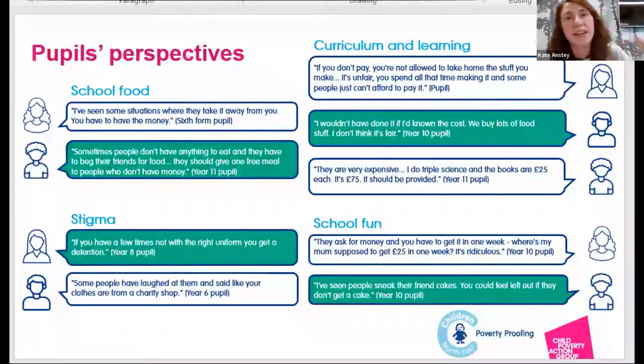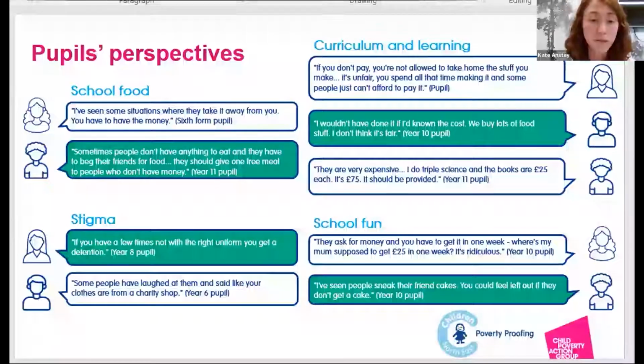So in one case, a pupil couldn't take home their graphics project because they hadn't paid. So these are just a lot of things that come through from pupils. And I've picked out one comment there that says, I would have liked to have done it, I wouldn't have done it if I'd have known the cost. We buy lots of food stuff. I don't think it's fair. It's just a real example of that.